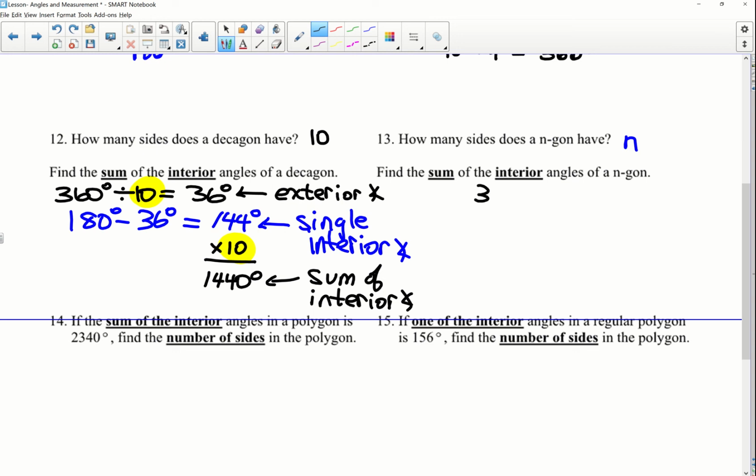So I'm going to take the 360 and I'm going to divide it by n. I'm not going to get an answer for that, right? Because I don't know what n is, except to say that I'm going to just write it as a fraction, 360 over n. Like 1 divided by 2, I just write it as 1/2. Right? That number then gets subtracted from 180. So 180 minus that 360 over n.